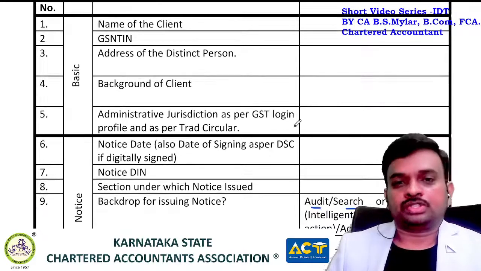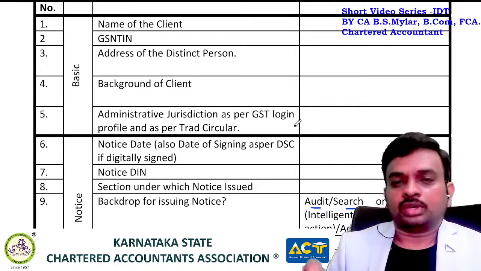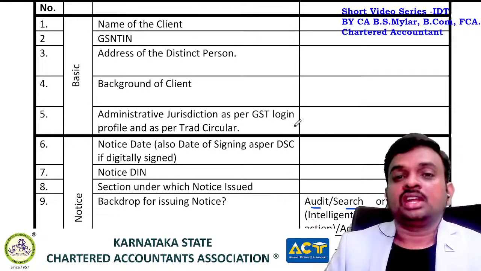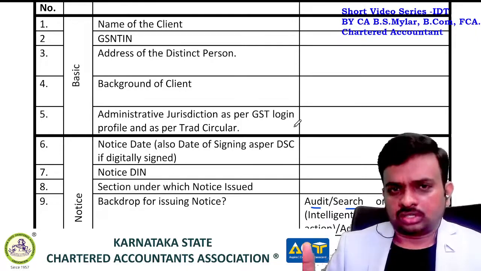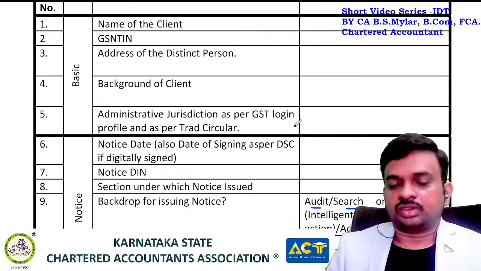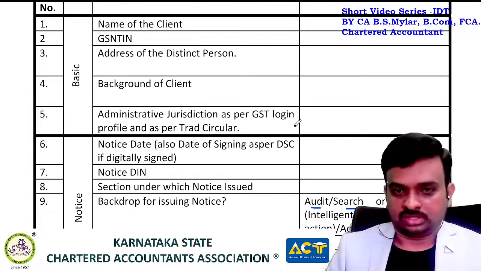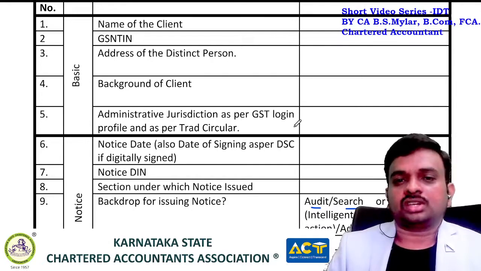Next, administrative jurisdiction of a client. Essentially, you should know the administrative jurisdiction of the client, because if it falls under the state, then only the state can issue a show cause notice for certain aspects, like audit, section 61, and registration cancellation. For all this related show cause notice, only the administrative jurisdiction can issue, no one else. But if it is an intelligence based operation, then the show cause notice can be given by either the state or the center.